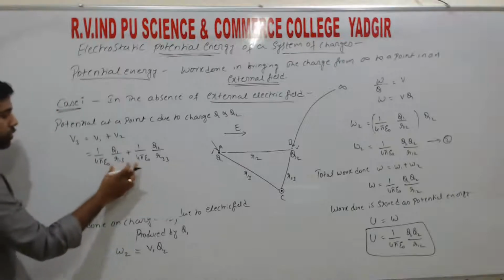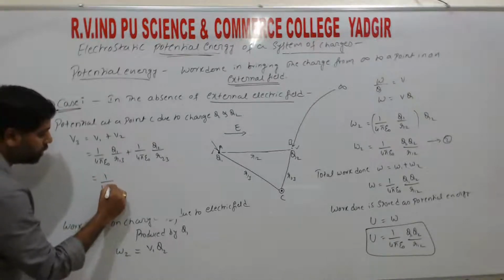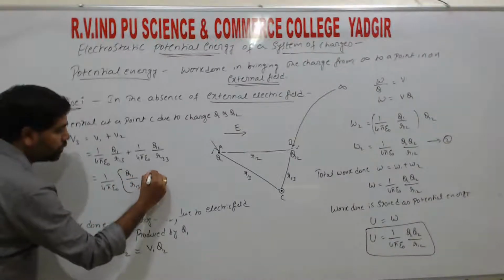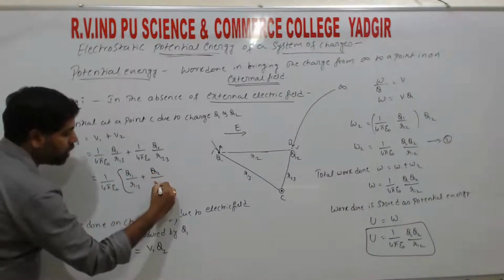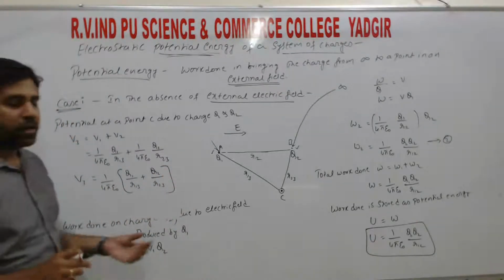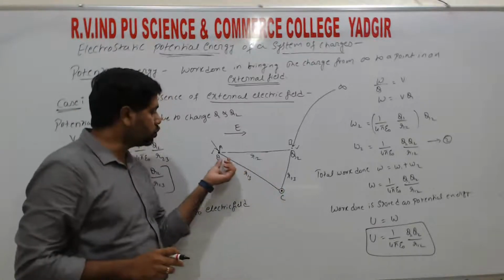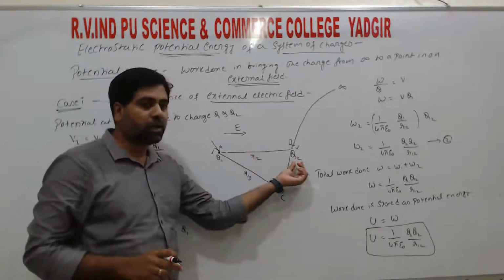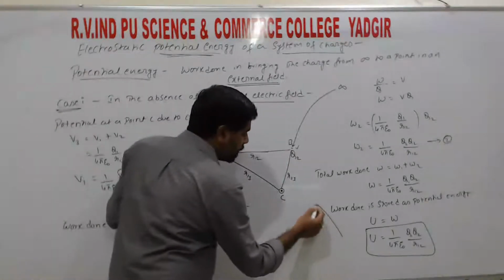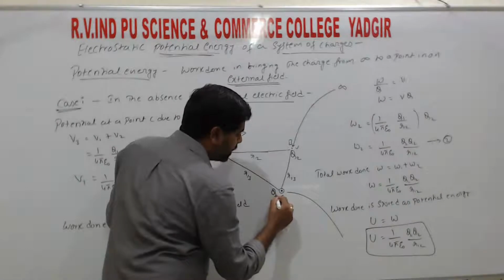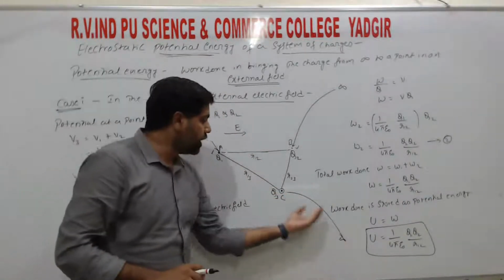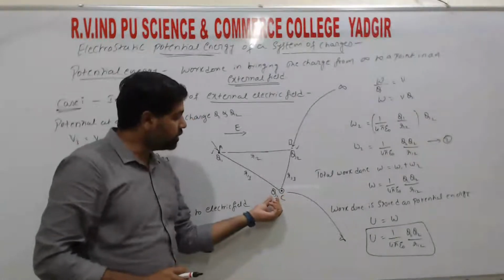So in this we can take common 1 by 4 pi epsilon naught, Q1 by R13 plus Q2 by R23, right? So this is the potential at a point C due to the two charges, one is Q1 and another one is Q2. Again, we are bringing one charge, Q3, from infinity to the point C.